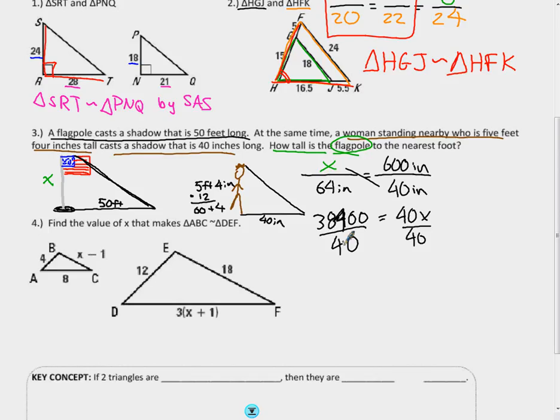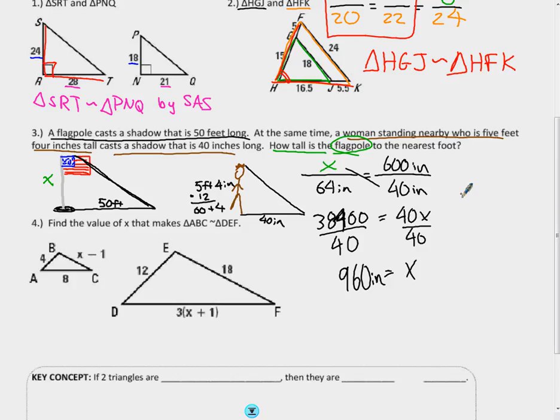Now, once I find the value that I was looking for, I have to make sure I plug that back into the units that they want. In the sentence, how tall is the flagpole? What do they ask for? Nearest foot. So what am I going to take 960 and divide it by? 12 inches, which is going to give me a total height of 960 divided by 12. 80 feet.